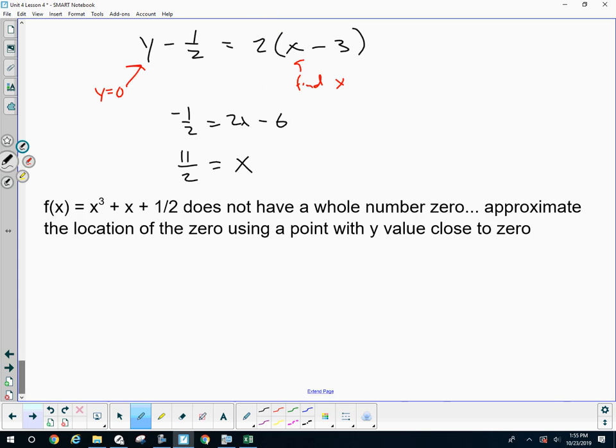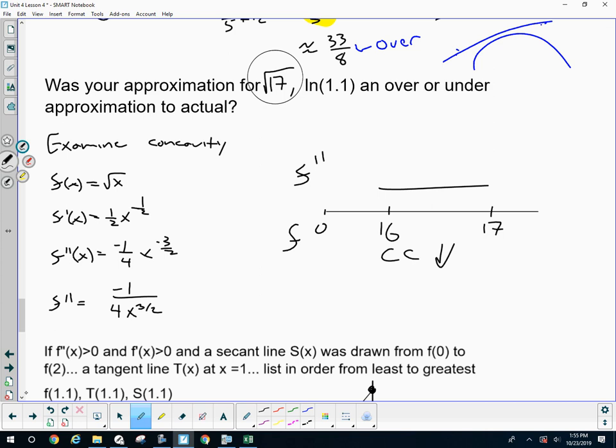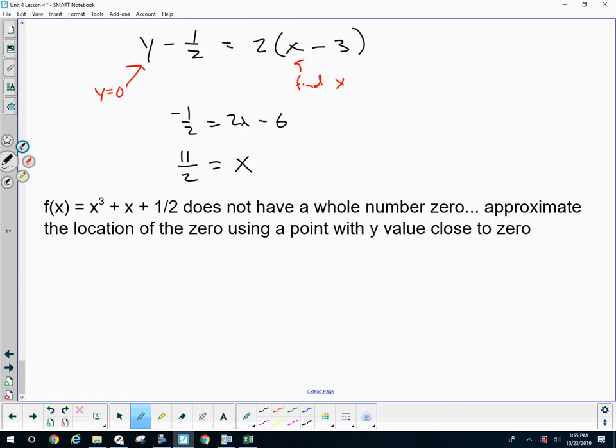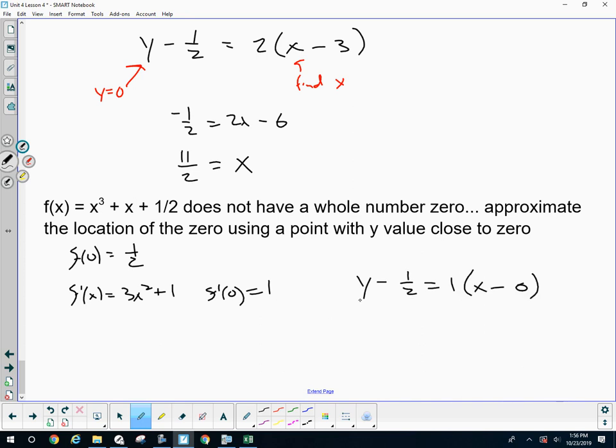Same thing here. Now, I don't give you a point with a y value close to 0, but you can pick a point that works out well. I know f of 0 is 1/2. 1/2 is close to 0. F prime of x is 3x squared plus 1. F prime of 0 is 1. I have an equation of a tangent line. When y is 0, find x. Negative 1/2.